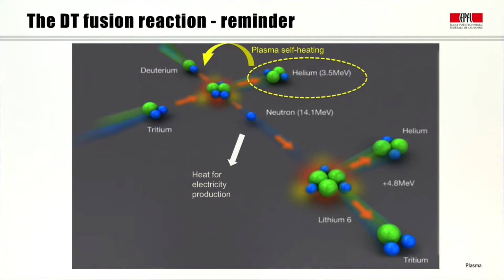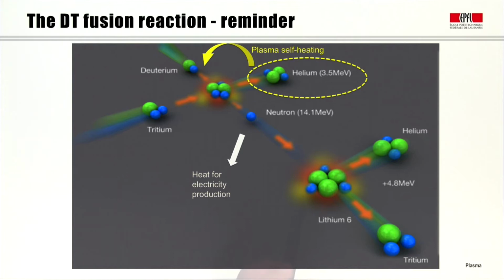I would like to start by reminding ourselves about the DT fusion reaction, the one we'll use for ITER and the first generation of reactors. As we have said already together, we have a tritium and a deuterium ion that fuse, producing a neutron at 14 MeV of energy, and a helium nucleus at 3.5 MeV of energy. That's an alpha particle.